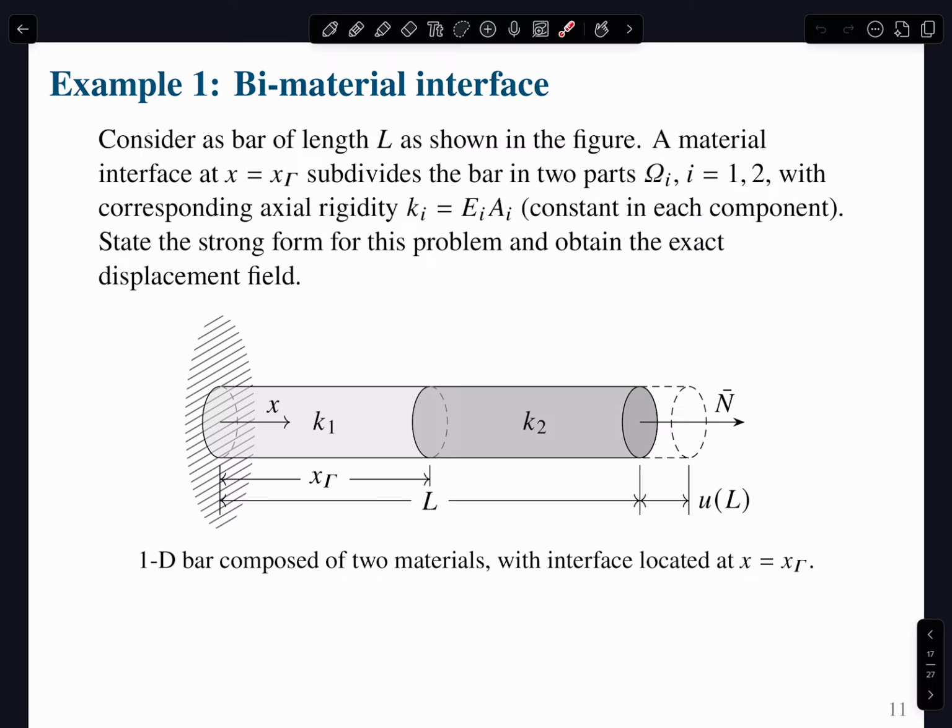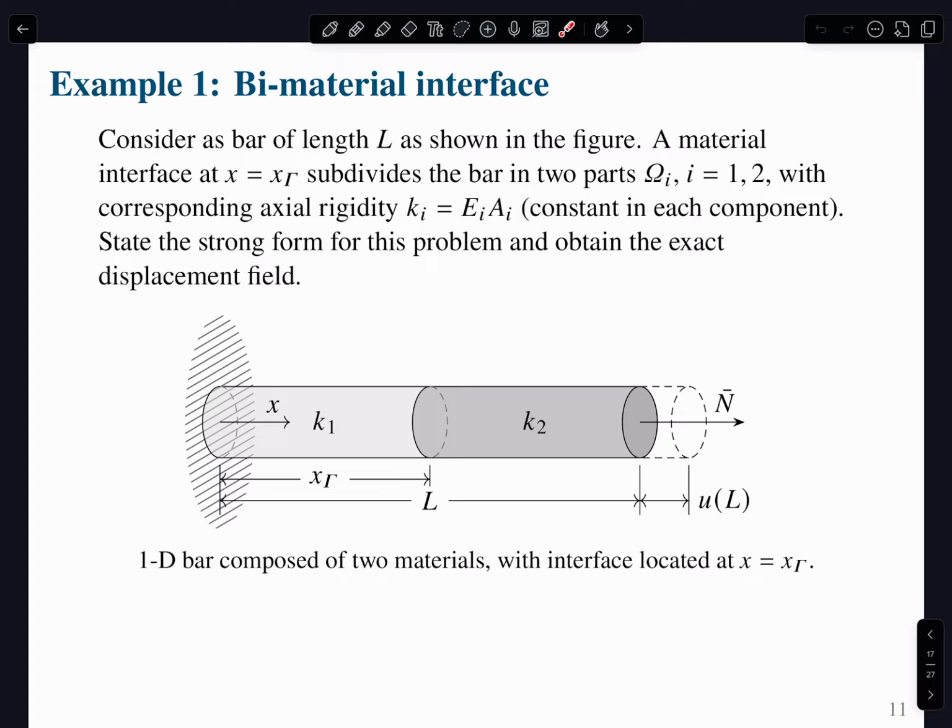And now the bar is comprised of two different materials. So what I plot as K1 and K2 here is the actual rigidity, right? So it's just the product of E times A, right? E is the Young's modulus, A is the area of the bar, all right? And I have some material interface at X gamma, and I want to try to find the exact solution to this problem. Now, what do you think is going to happen at the material interface?